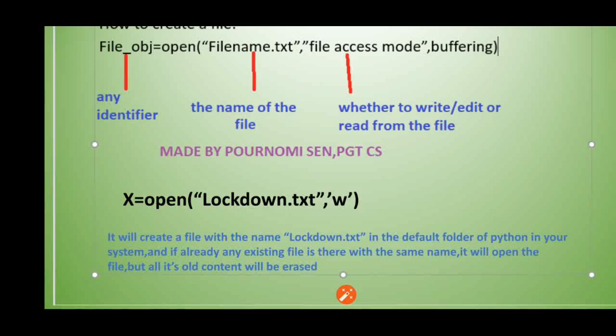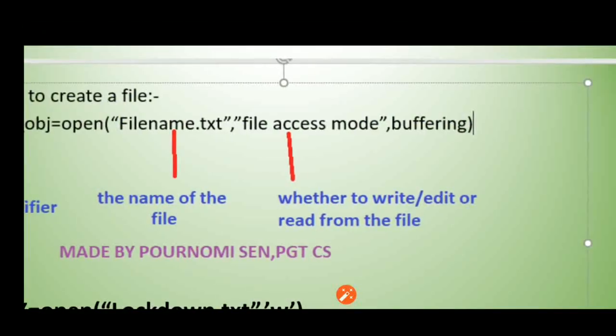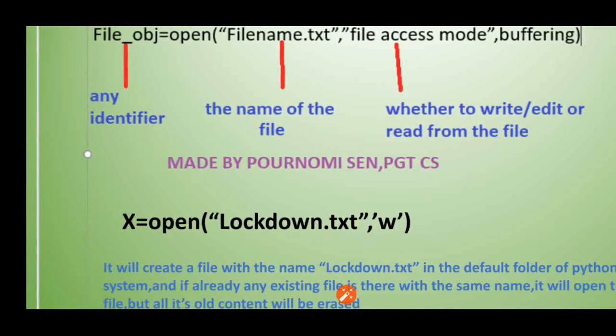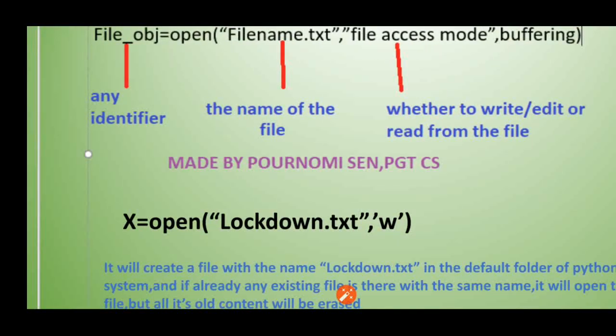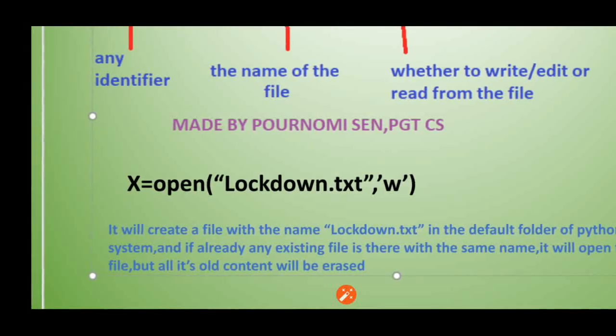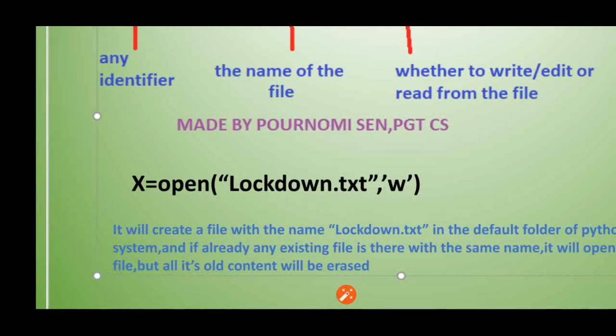Next, one example has also been given here. See, X equals to open. We have chosen the name lockdown because now lockdown is going on, so this just came to my mind. So X equals to open lockdown.txt, W in quotes. W means you are opening the file for writing into it. This is the file mode. So X is a variable, you can give any name. Open is the function. Lockdown.txt is the name of the file that you want to create. And W is the mode, write mode. You want to write something in the file, that's why you are using this mode.